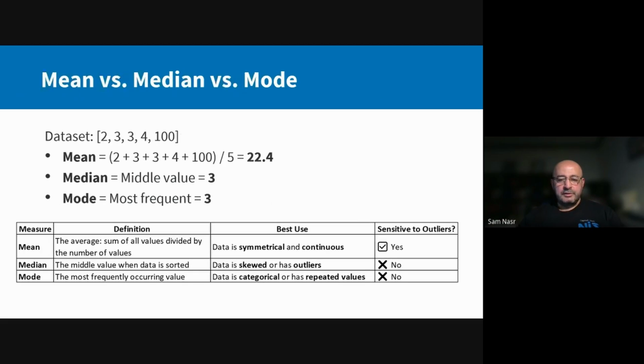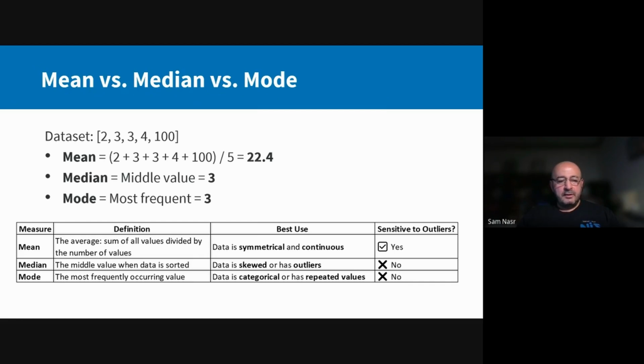Now, looking at averages, mean versus median versus mode. As we see here, basically this sums it up where I have the mean. This is the sum of all values divided by the number of values. So if I start with a data set that contains 2, 3, 3, 4, and 100, obviously the 100 here is the outlier, and most of my data is on the lower end of the spectrum. If I use the mean, where I add in all the values and divide it by the number of values, I have an average mean of 22.4.